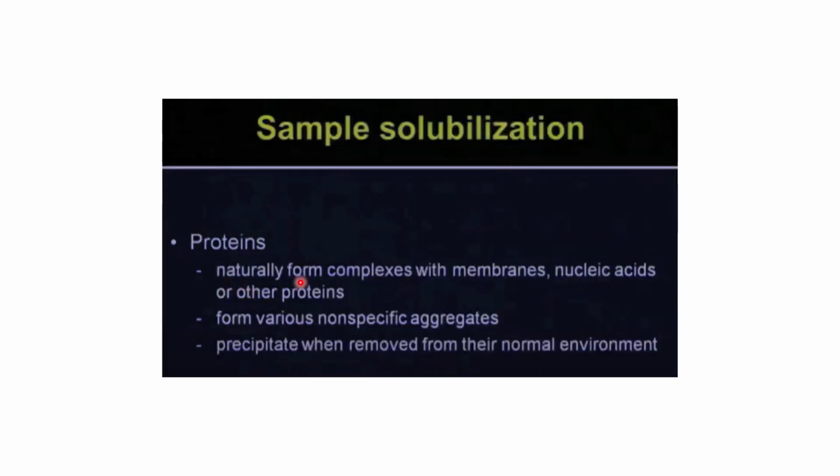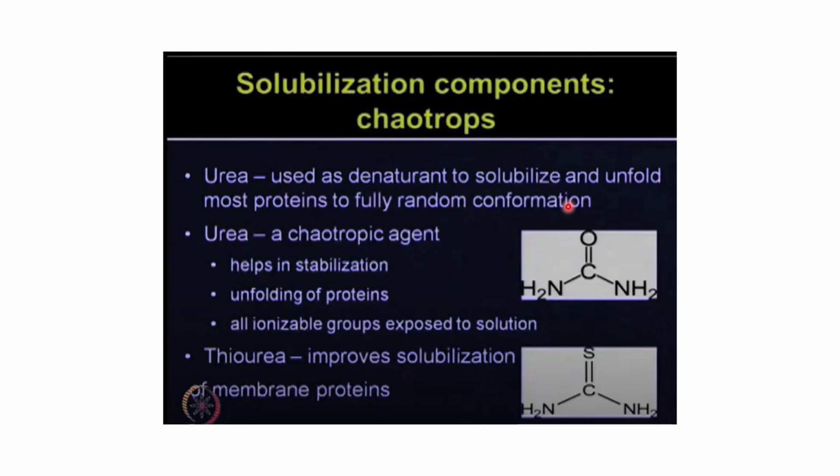First is solubilization. Proteins naturally form complexes with membranes, nucleic acids or other proteins. That's what proteins generally do, but they also form various non-specific aggregates. When removed from the normal environment, solubilization becomes easier. There are different components which can be used for solubilization or denaturation. For example, urea denatures the protein and helps in solubilization. It basically unfolds the protein and makes it soluble, and also gives ionization to it. It gives charge to the protein, and that's how solubilization is improved.